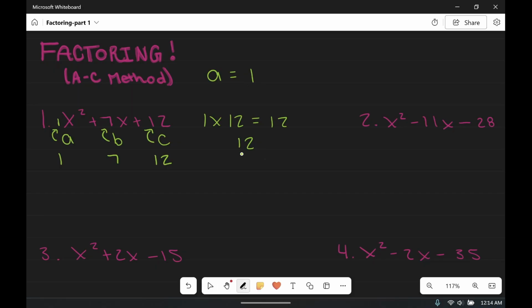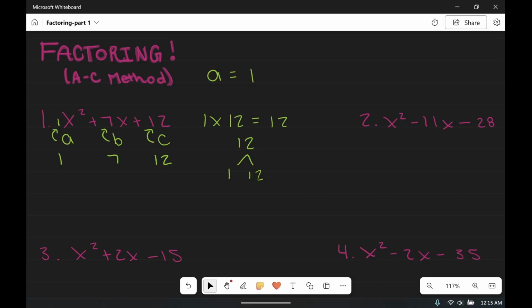What I mean by that is we're going to take factors of 12, and we want the factors of 12, or C in this case, to add to B. So what's B? 7. So we want factors of 12 that add to 7. With small numbers, I like to start my factor tree with 1. So 1 times what equals 12? 1 times 12 equals 12.